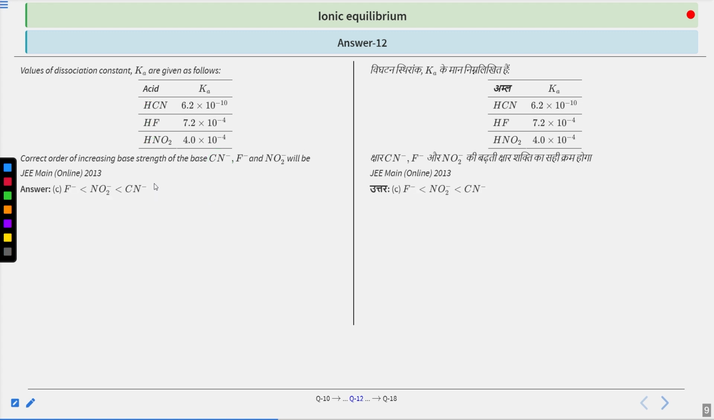So the correct answer comes out to be F minus, NO2 minus and CN minus, in which F minus is the weakest base, then NO2 minus is stronger than F minus, and CN minus is the strongest one.